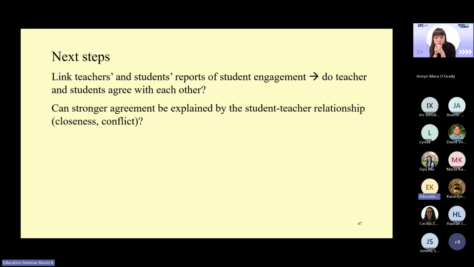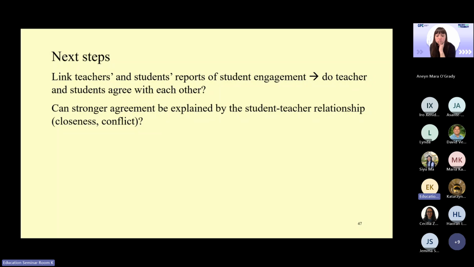So the next steps are to link teacher and student reports of student engagement. The research question being, do teachers and students agree with each other? So if students report that they are engaged, does the teacher also report that the students are engaged? And could a stronger agreement be explained by the student-teacher relationship? This is a theorized relationship that is part of Beijing Li's doctoral dissertation.